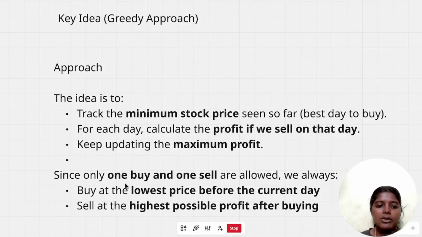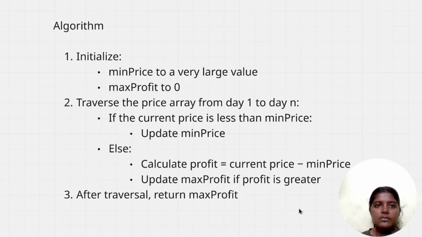Since only one buy and one sell are allowed, we always buy at the lowest price before the current day and sell at the highest possible profit after buying. So we have to buy only one time and sell only one time. We have to choose the lowest element for the buy and the largest element for the sell. So this is our algorithm. Let's see the algorithm.